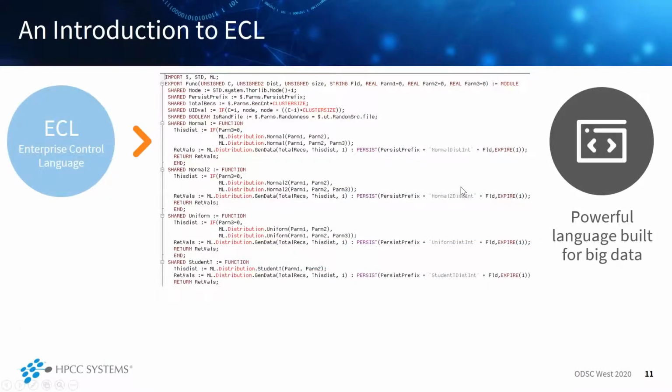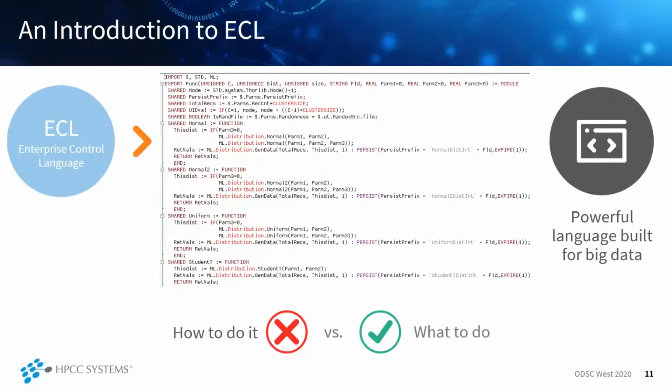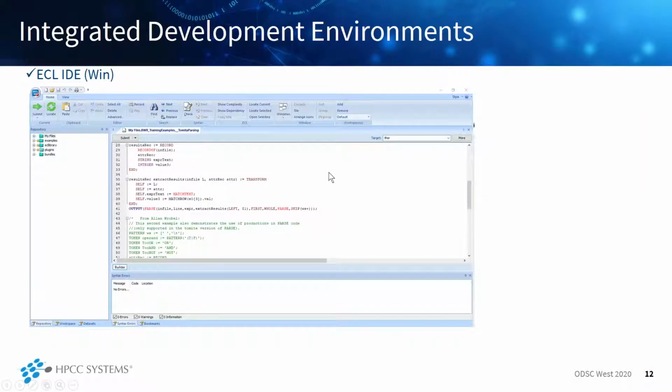Here's another slide that I showed earlier this afternoon about ECL. The language is a declarative language, so you tell the system what data you want to see and not how to do it. You don't have to worry about memory initialization, garbage collection, cleanup code, anything like that. You just tell the compiler what you want, the compiler optimizes your code, and you are off and running.